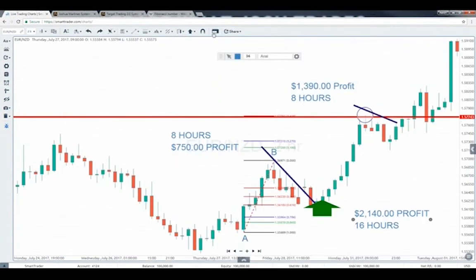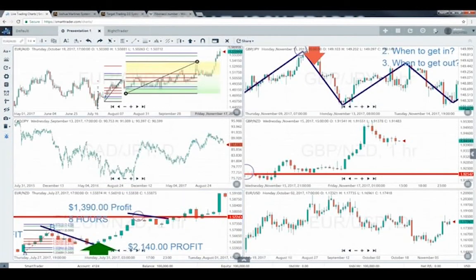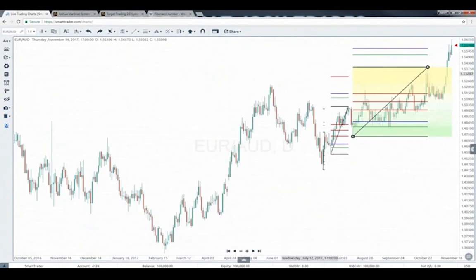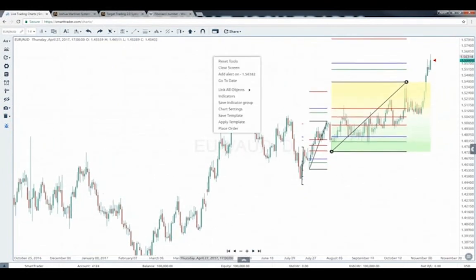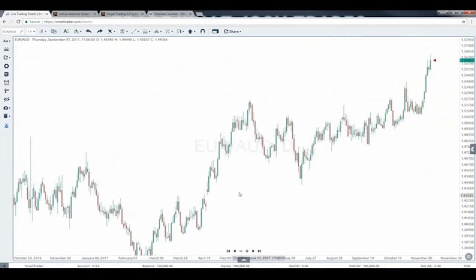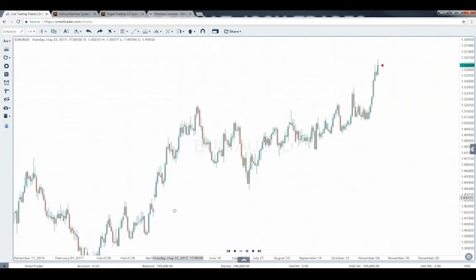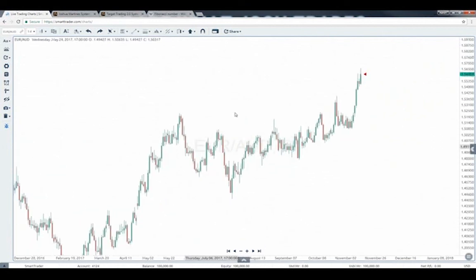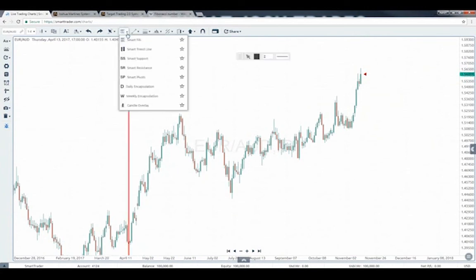Now, what I'm going to show you, I'll bring up a different pair for you. This is opportunity. Right now, I'm going to go ahead and clear this screen right here. This is a different pair. This is a Euro, Australian dollar. I'm going to go right up here. Can everybody see where it says MTI Smart Tools right there, Smart Fibonacci?